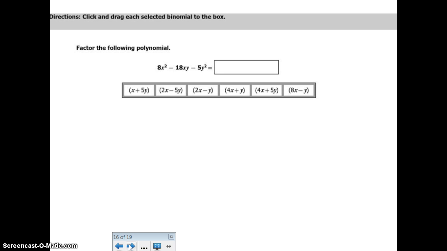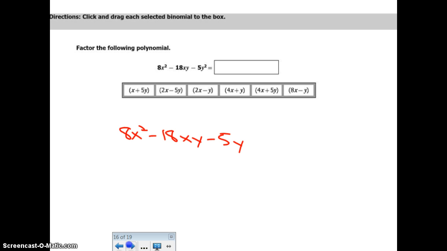So the first step of factoring is always to take out the greatest common factor, if there is one, and then look at how many terms you have. This is not one of the special cases that we have, but let's look to see if there's a GCF or a greatest common factor here. You have an 8, an 18, and a 5. Okay, so there are no numbers that go into 8, 18, and 5. Then you have x squared, xy, and then y squared. So they don't all like each term.